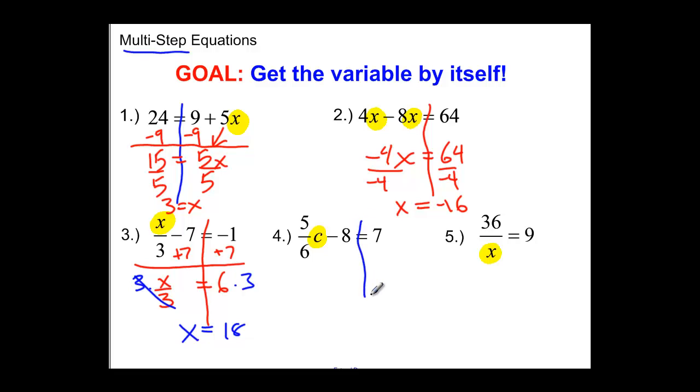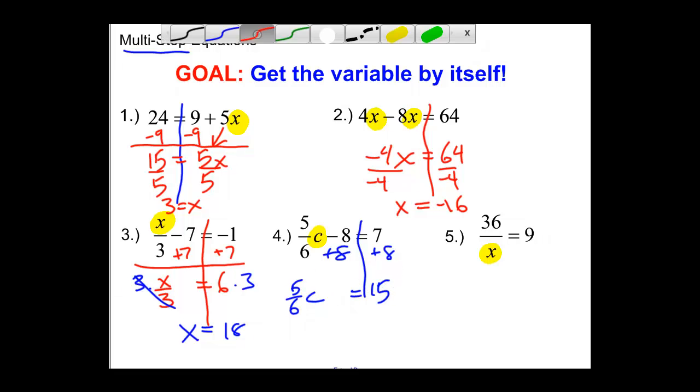Okay, over here, we're going to add 8 to both sides. So we have 5 divided by 6, c is equal to 15. Now here we have 2 pieces, so I'm going to go ahead and multiply by the reciprocal, 6 fifths, and do it to both sides. I'm going to change that into a fraction so I can see it.